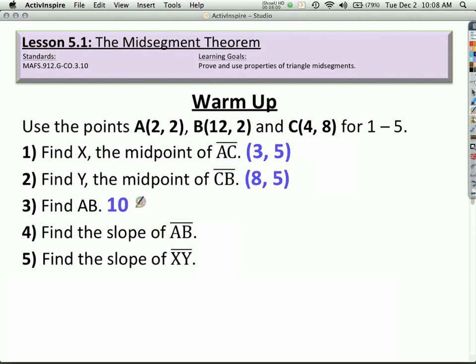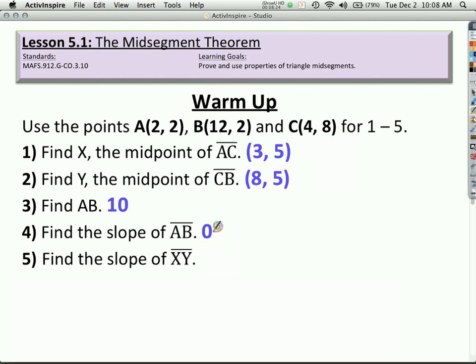What about the slope of segment AB? What did you get for the slope of segment AB? I've got students 4, 15, and 14. What did you get? 0. Number 15. Okay, student number 14. The slope is 0.